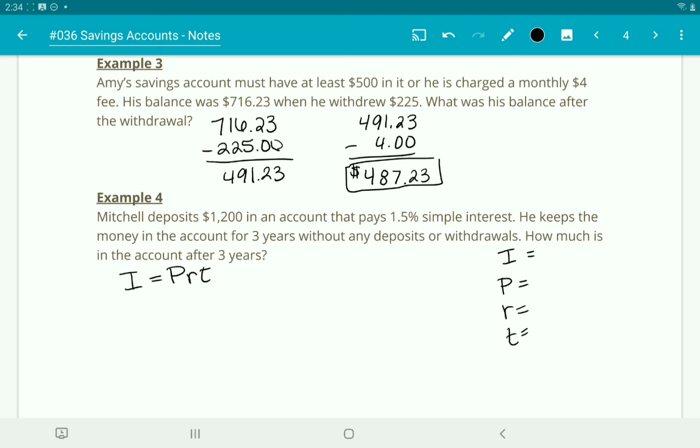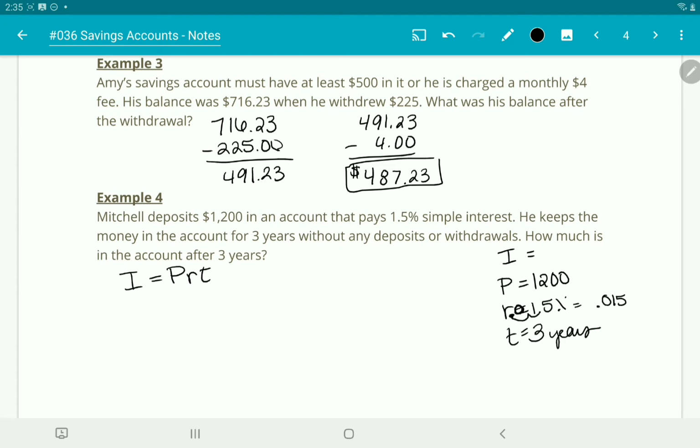So Mitchell deposits $1,200, so that's going to be the principal because he deposited $1,200. This account pays 1.5% simple interest, so 1.5%, we take this decimal and we move it to the left 2 times. There's a blank here, so we're going to have a 0 there, 0.015. So that's going to be your R. And then it says you're leaving it in there for 3 years. So time is going to be 3 years.